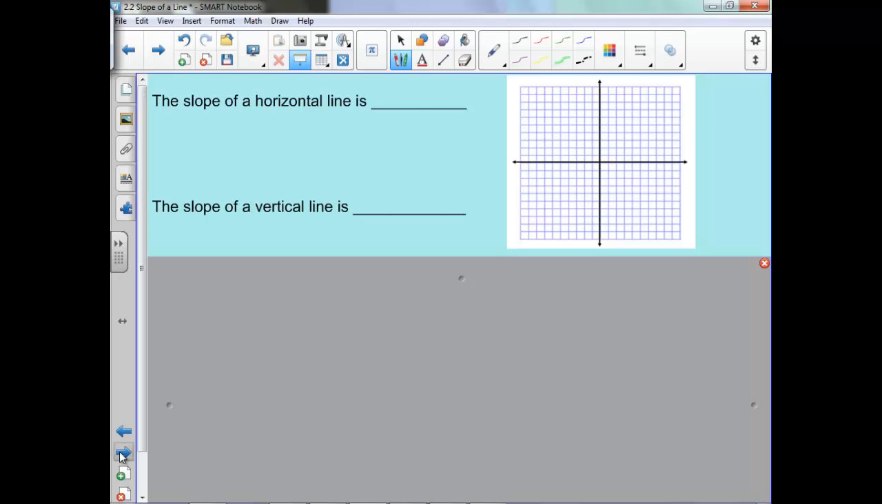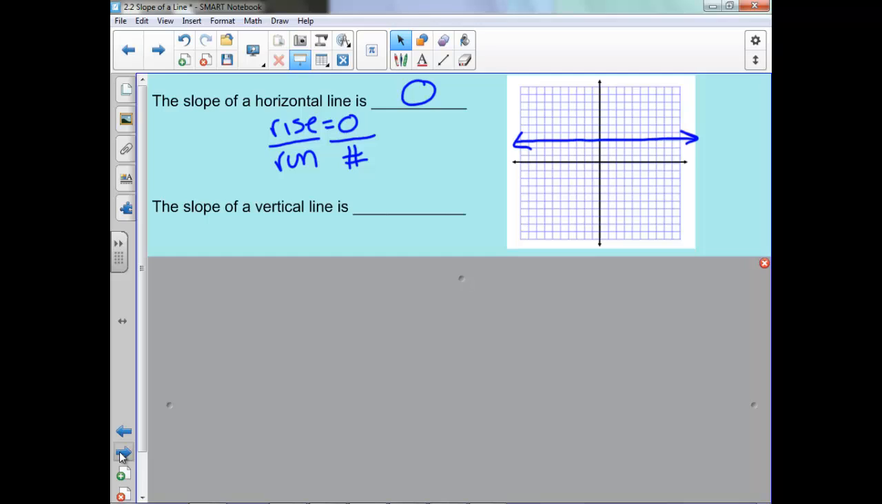So when we talk about a horizontal line, it would be like this. This would be an example of a horizontal line. So notice on this line, our rise is 0. And that's because we are not going up or down any. So when we do rise over run, it's going to be 0 over some number. 0 divided by anything is 0. So the slope of any horizontal line is 0.